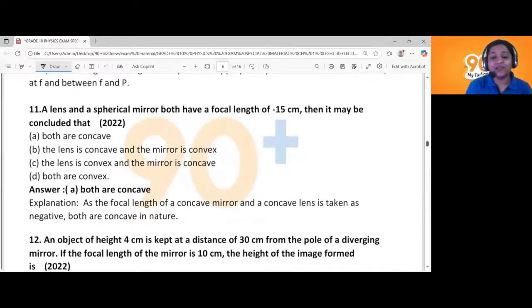A lens and a spherical mirror both have focal length of minus 15 as per the sign convention. Minus 15 for a lens as well as a mirror. Then it may be concluded that both are concave. Both are concave, no doubt.